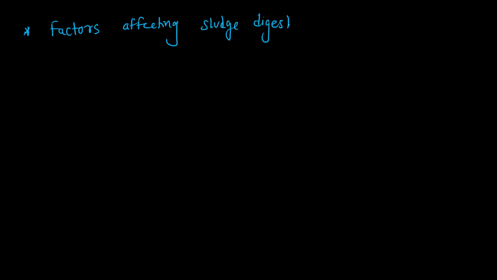Now the last point in this sludge digestion is, what are the factors affecting the sludge digestion? There are many factors which will affect the sludge digestion, but we will see the two most important ones. There are two main factors. The first one is temperature and the second one is pH. So how does temperature affect the sludge digestion? There are two ranges here. We'll write this range first.